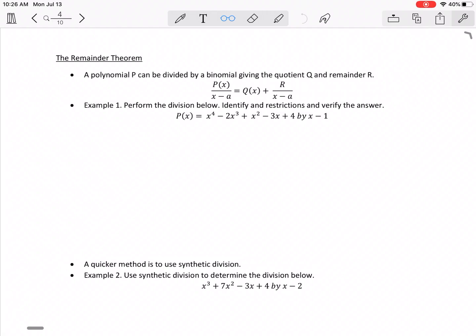Hi class. So let's look at the next topic here, which is on remainder theorem. What this is looking at is if you are looking at a polynomial p(x) and you're dividing it by x minus a, how it sort of resembles what we would do in long division. So let's look at this first one here.